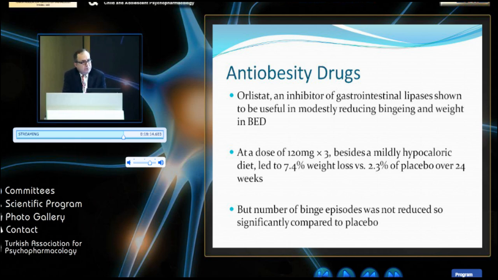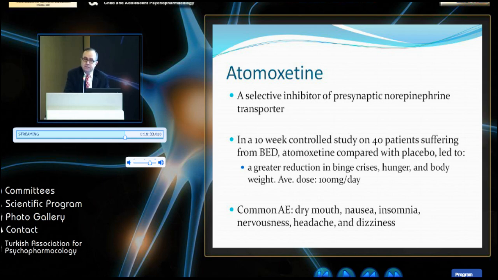Orlistat is a great agent for people who want to lose weight. It has been shown to be helpful in binging behavior, binge eating disorder. The problem is side effects: fecal incontinence, passing gas, heartburn, very tough for most people, and most people don't like to use it. But if you have people who haven't tried it, I think it's a good agent, with a very limited side effect profile other than the difficult-to-tolerate ones. Atomoxetine, a non-stimulant ADHD medication, has been proven helpful in binge eating disorder, at least in one controlled study. The dose was on the high end here, as you see. Dry mouth, nausea, insomnia, headache, and nervousness were the side effects.